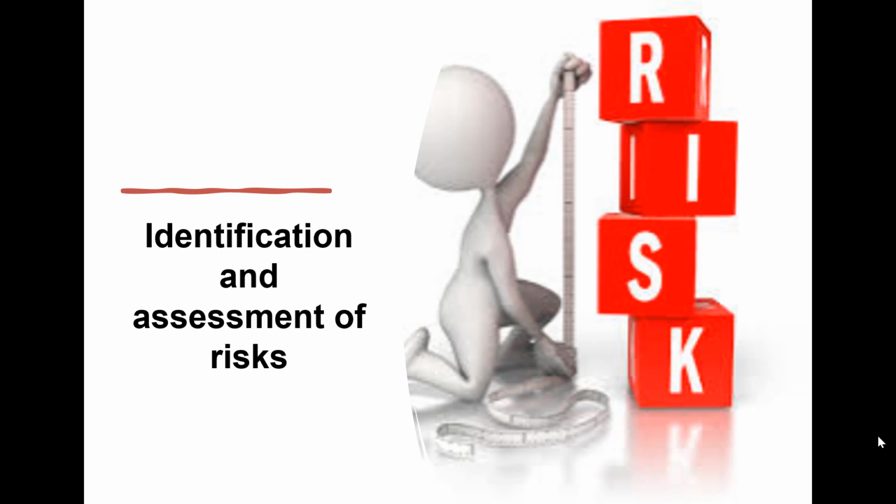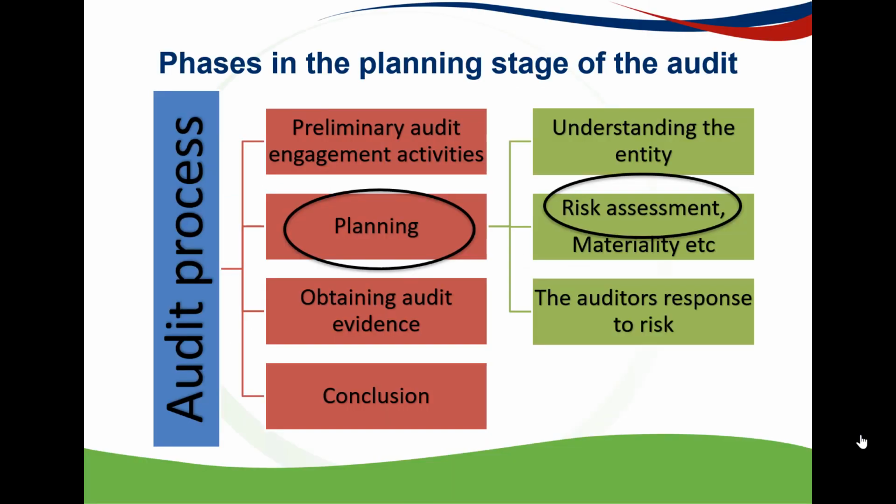So today we'll discuss the process of identification and assessment of risks by the auditor. I will specifically look at the ISA 315 revised 2019 version, which was changed in detail and therefore introduces a few new concepts.